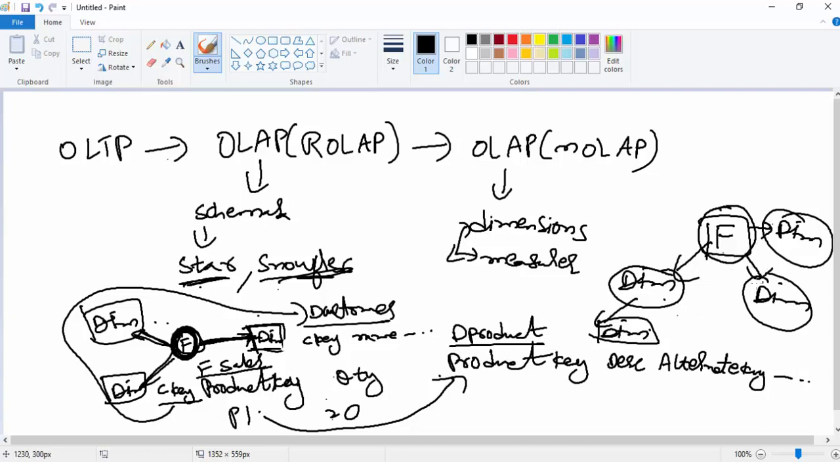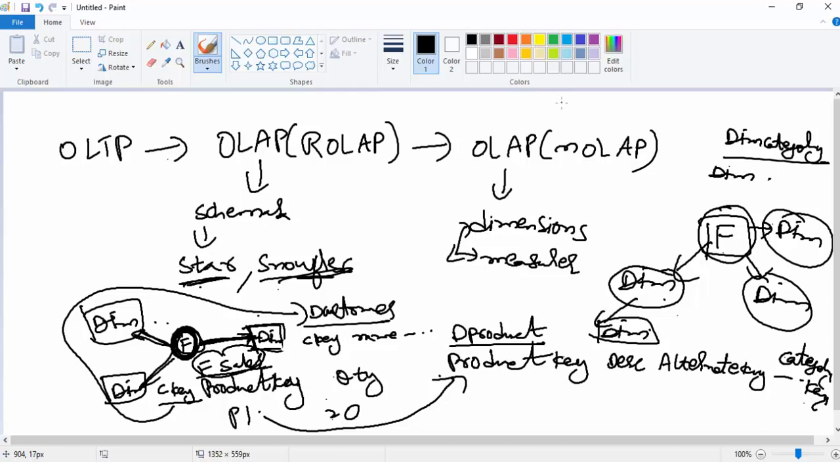The best example for this: we'll have the same fact sales and the same dim product, but dim product might have one more column, the category key. And again you will have one more table called dim category, which will have the information for the category. Category means which category the product is related to.